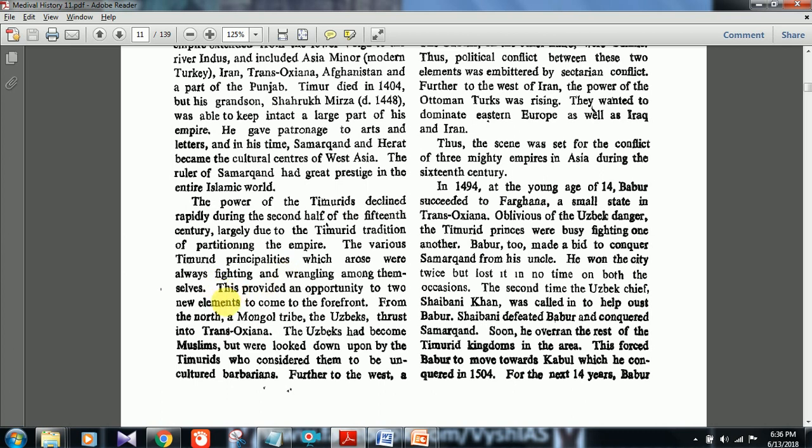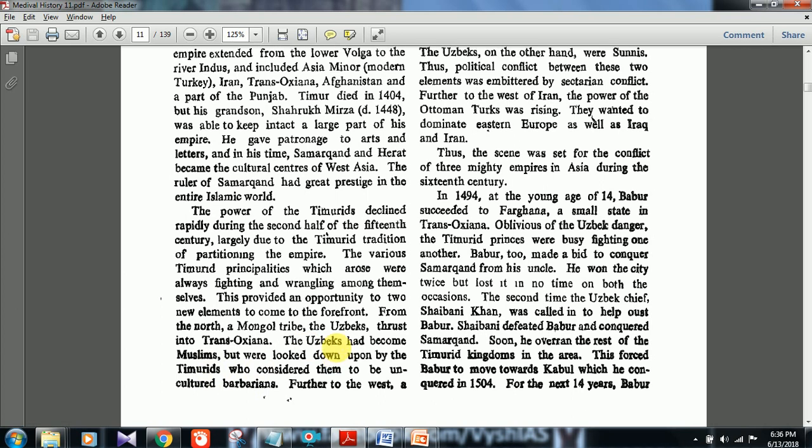This provided an opportunity for two new elements to come to the forefront. From the north, a Mongol tribe, the Uzbeks. Okay, at that time there is no Uzbekistan as a country, but the Mongol tribe is actually the Uzbeks. Okay, so those people from the north thrust into Transoxiana, towards the little more southern. Then the Uzbeks had become Muslims, but were looked down upon by the Timurids, who considered them to be uncultured barbarians. Okay, that is how the Timurids considered these Uzbeks, the tribal people, as barbarians.